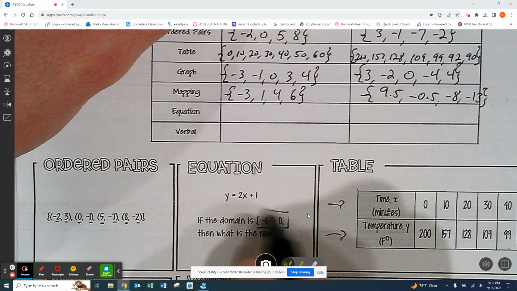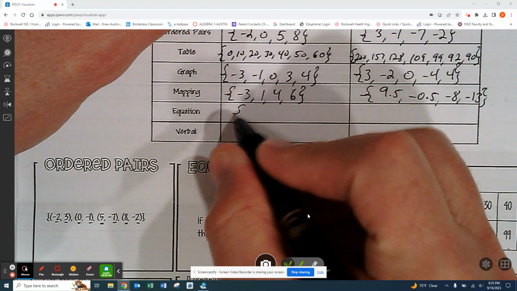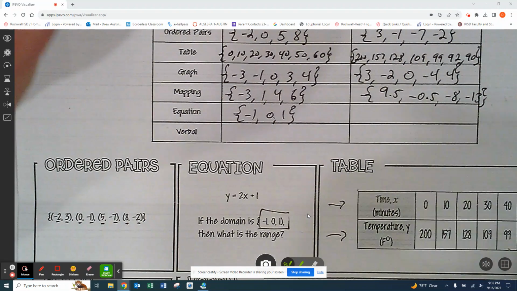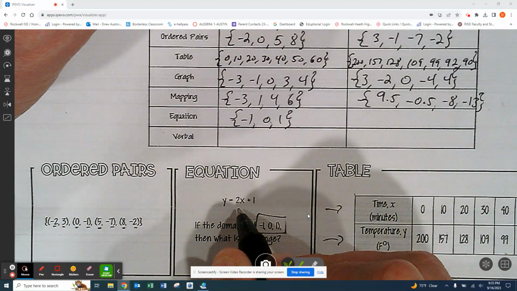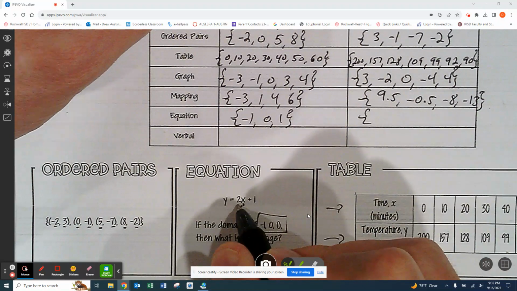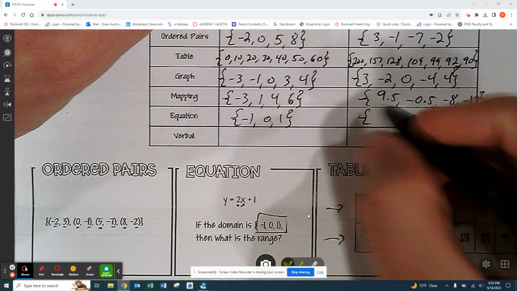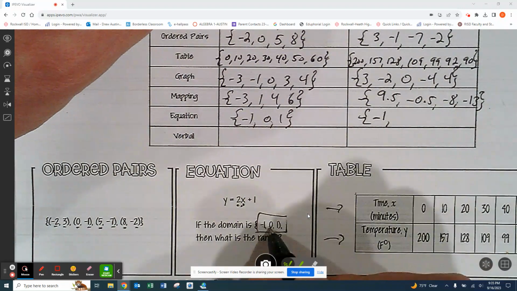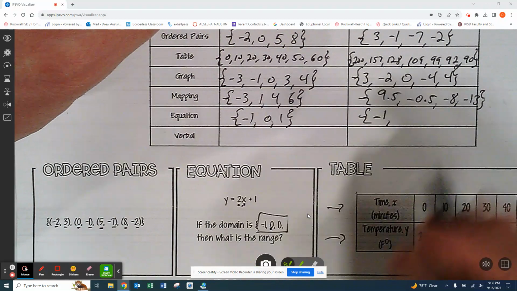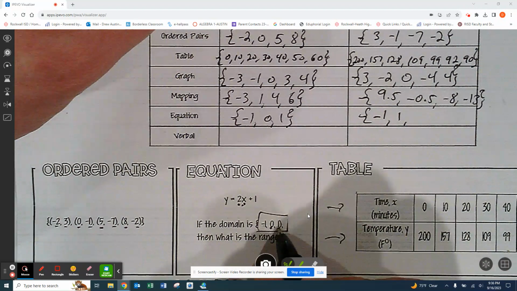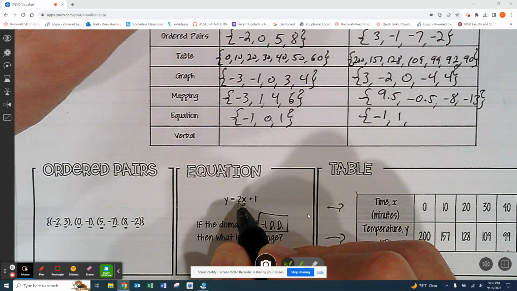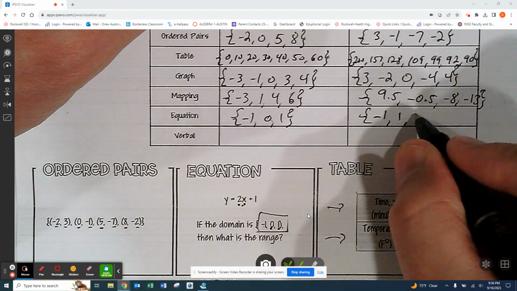The equation is probably the most difficult one to understand. They give you the domain. It's right here. They tell you the domain is -1, 0, and 1. In order to find the range, though, you have to plug these values into the equation to find them. So -1 in for x. -1 times 2 is -2, plus 1 is -1. My next point, 0. 0 times 2 is 0, plus 1 is 1. My last point, 1. I plug in 1 for x. I substitute it in. 1 times 2 is 2. 2 plus 1 is 3.